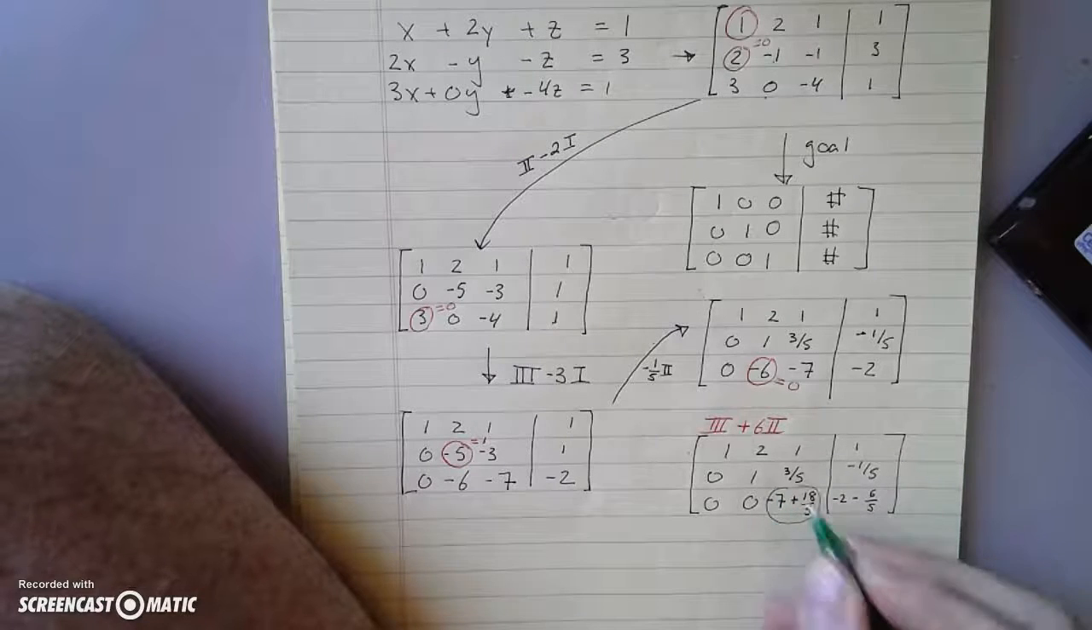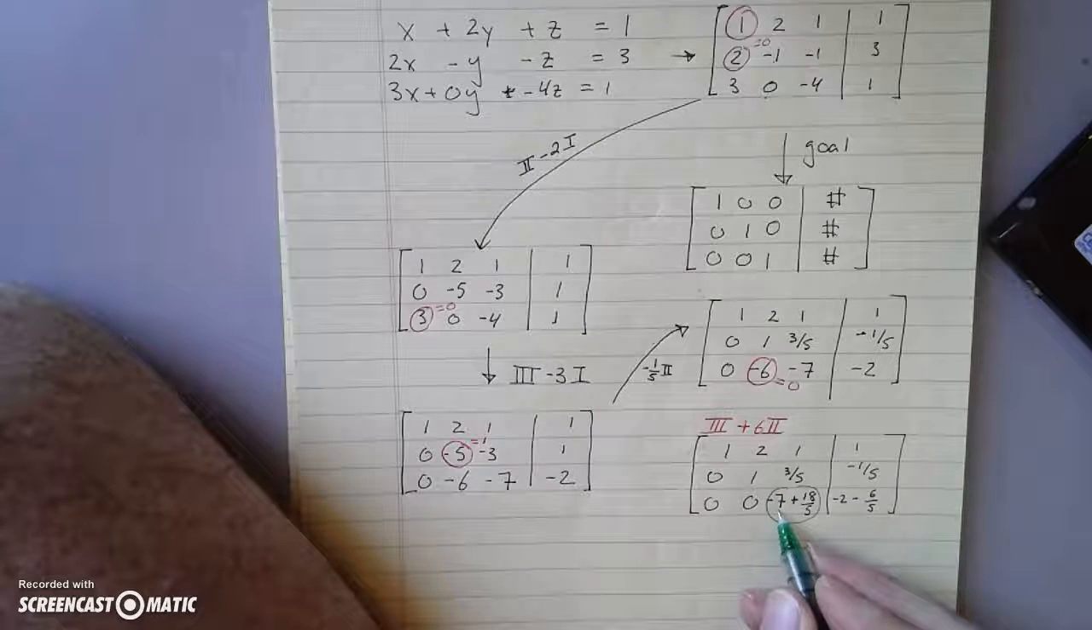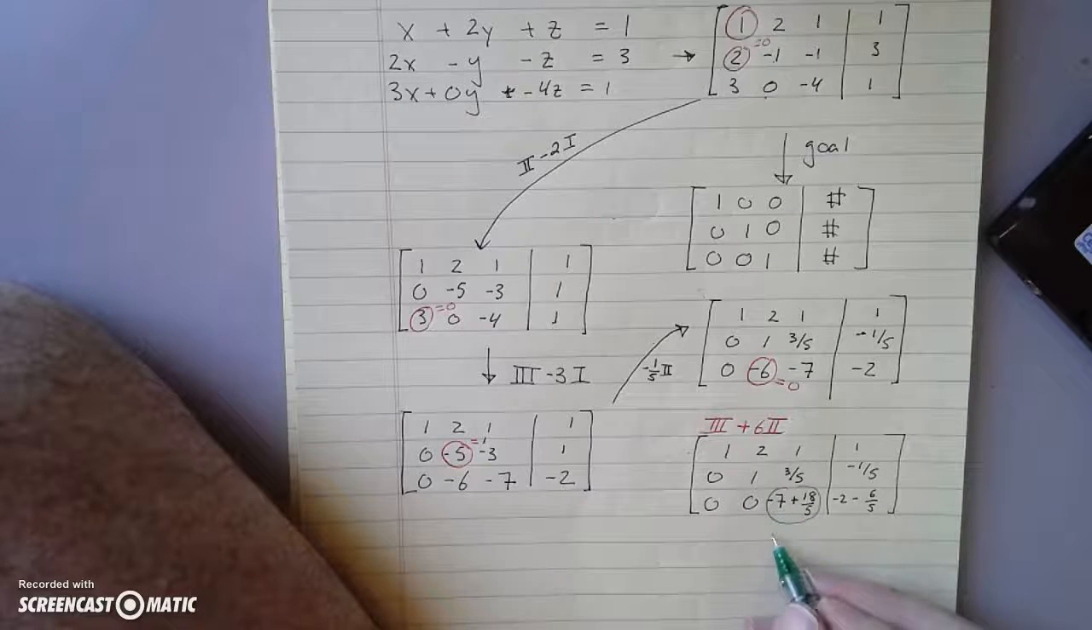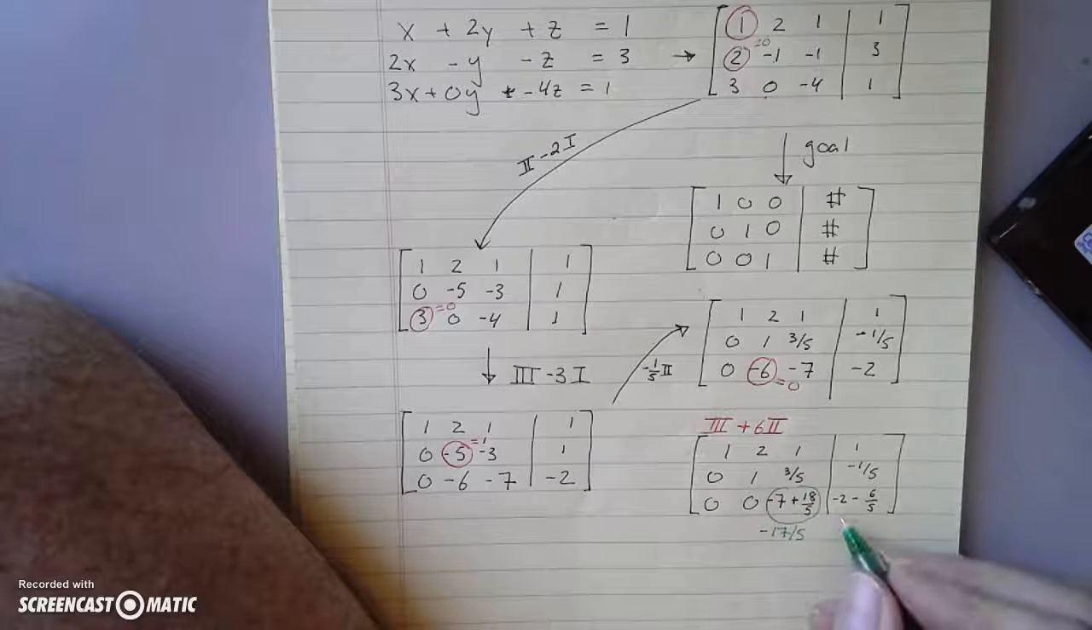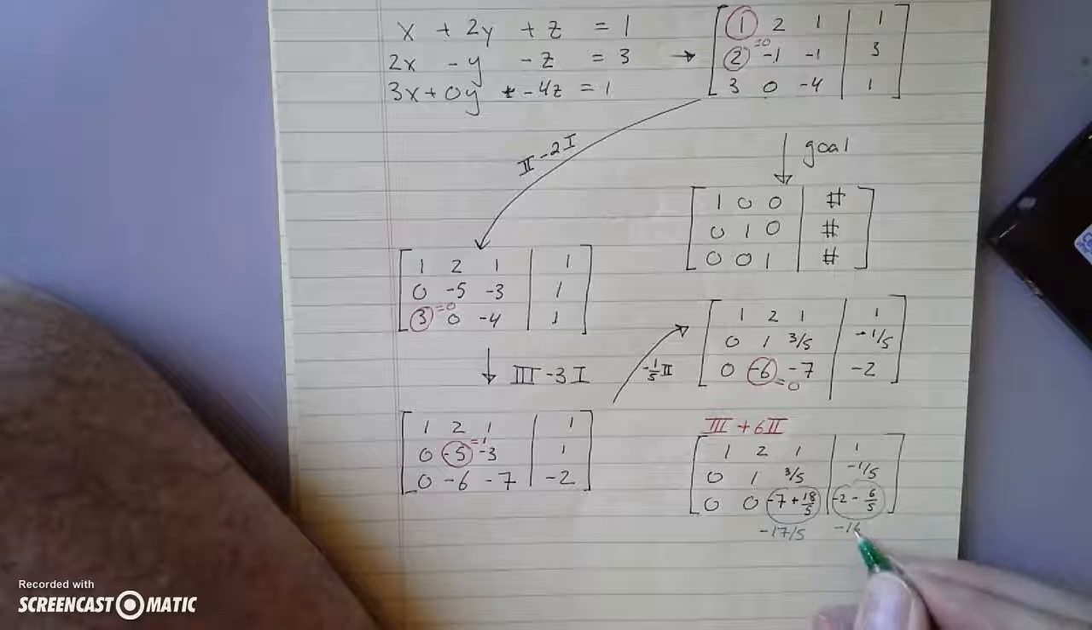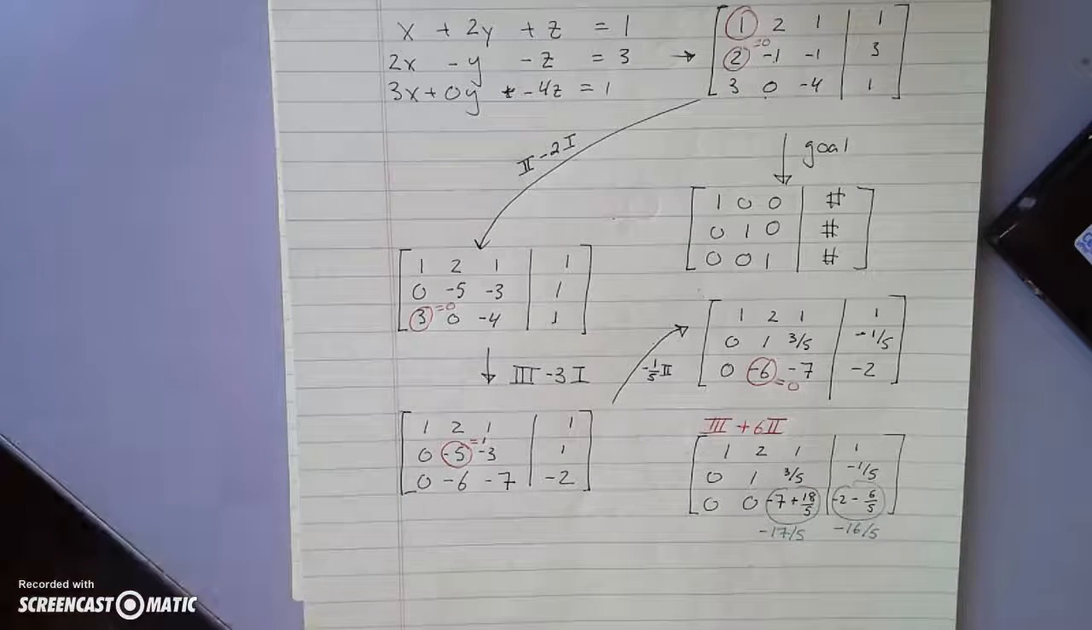So what is that? That's 35 fifths. So is that 17? So that's minus 17 fifths, right? 35 looks right. And then this, well, that's negative 10 fifths. So that's negative 16 fifths. All right.